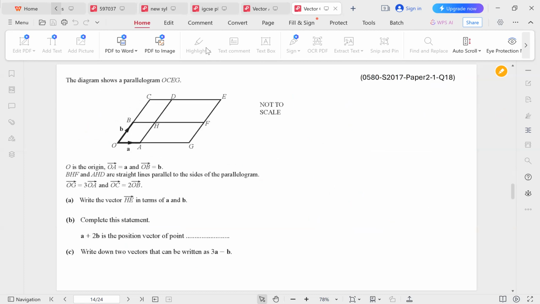O is the origin, OA equals A, OB equals B. BHF and AHD are straight lines parallel to the sides of the parallelogram. OG equals 3OA and OC equals 2OB. Write the vector HE in terms of A and B.